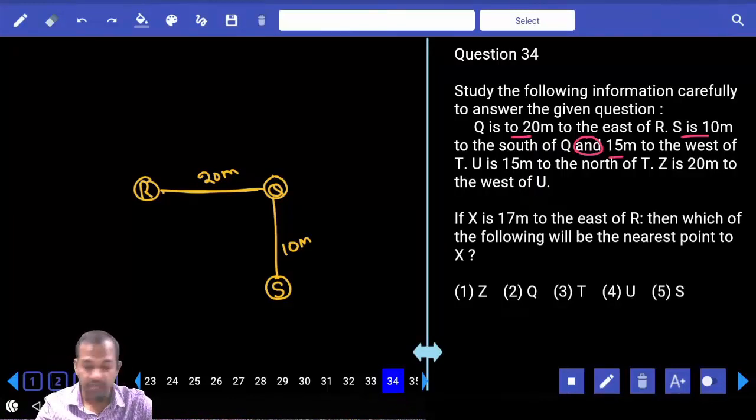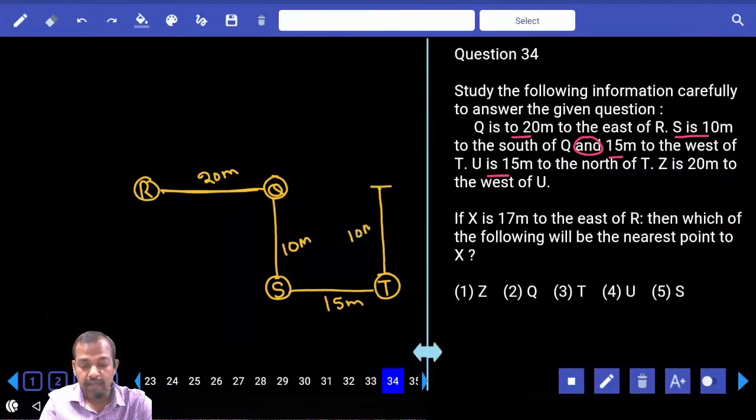Who is the first person here? Yes. S is 15 meters to the west of T. Next one. U is 15 meters to the north of T. How many meters? 15 meters. Now tell me, up to here how much distance? 10 meters. And the remaining distance is how much here? 5 meters. Total 15 meters. So U is 15 meters to the north of T.